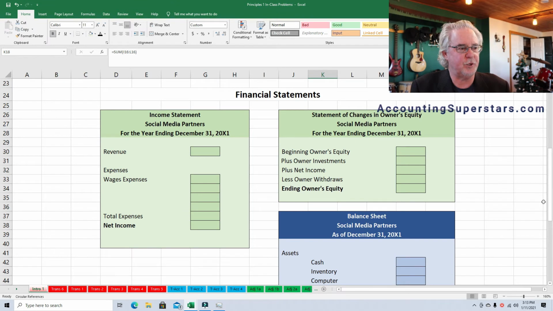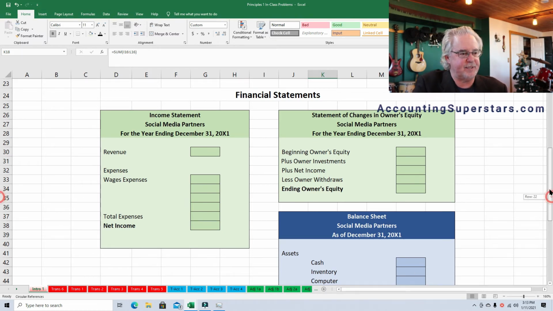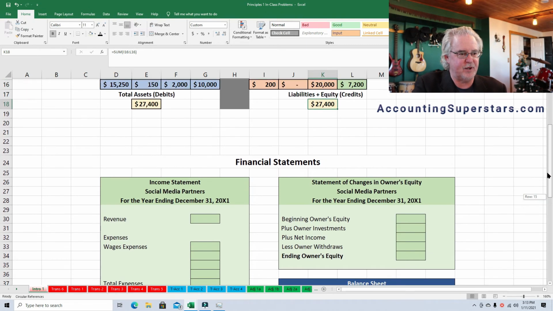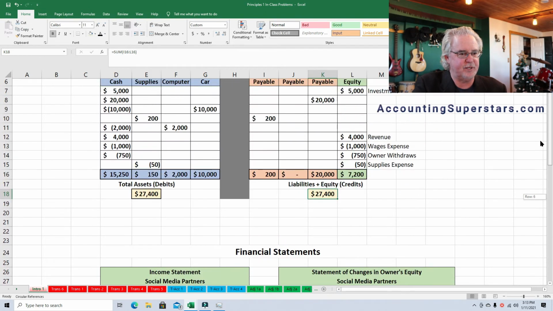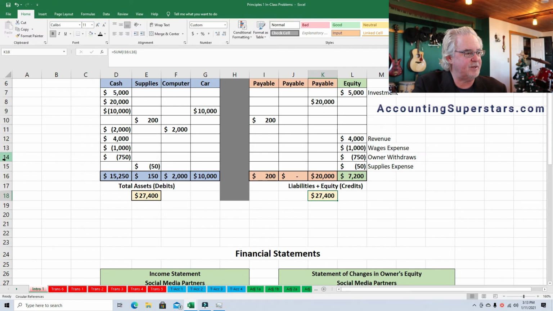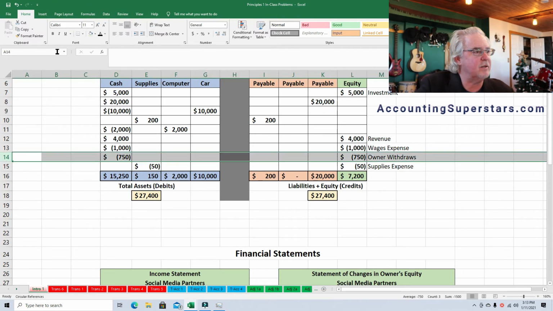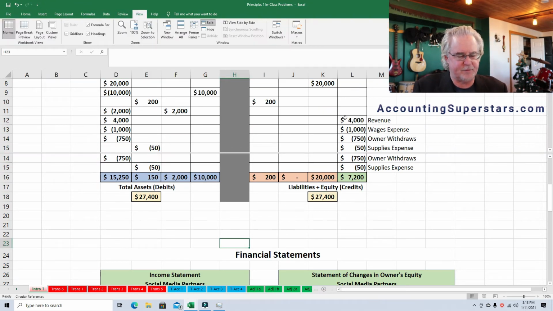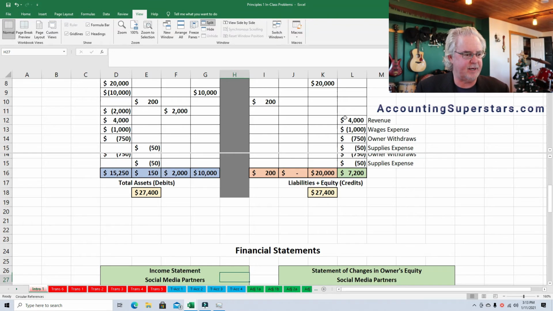So here's what we're going to do. We're going to do this income statement and then we're going to do this statement of changes in owner's equity and then finally the balance sheet. And they're really easy. They're super easy. We have to start out with the income statement. So I'm going to split the screen here just so we can see it easier. I think I'll split it right about there. And so we can see a part of the chart up above, and I'm going to go down here to the income statement.